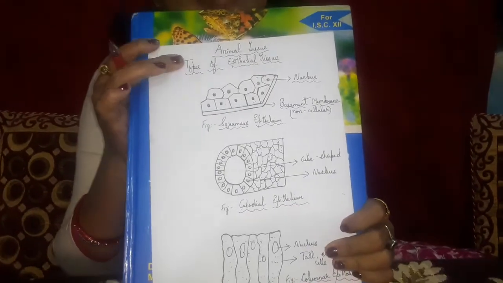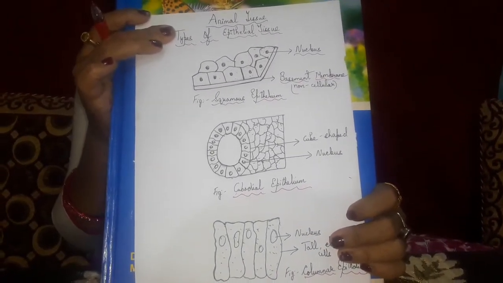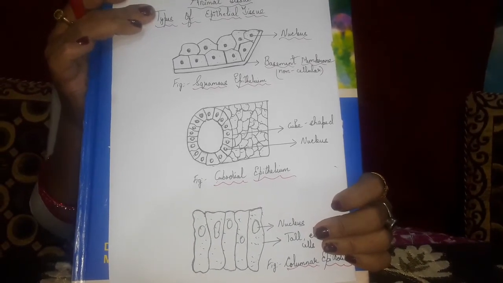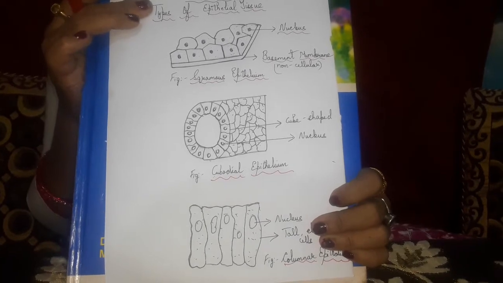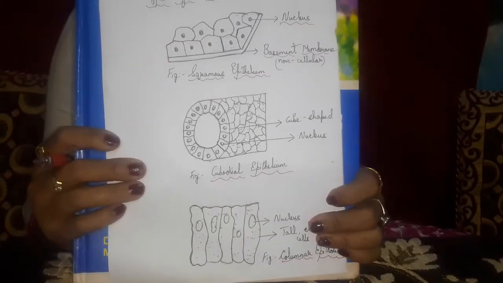Today we shall discuss animal tissue. Animal tissues are of four types. Those are epithelial tissue, connective tissue, muscular tissue and nervous tissue. So today we shall discuss epithelial tissue.